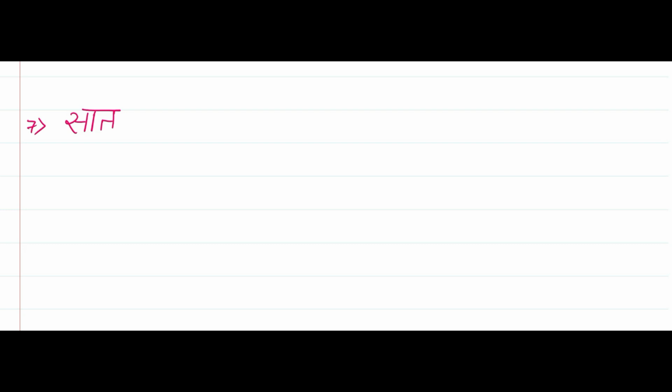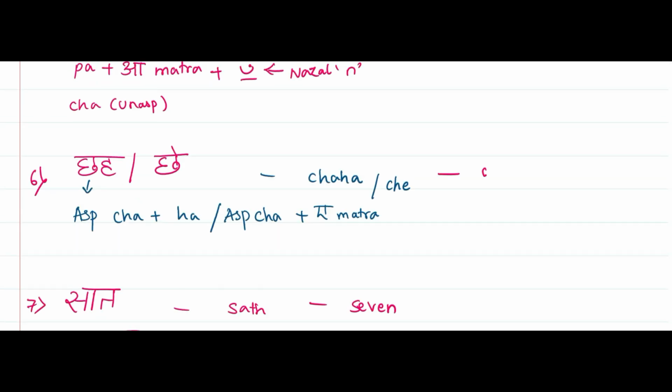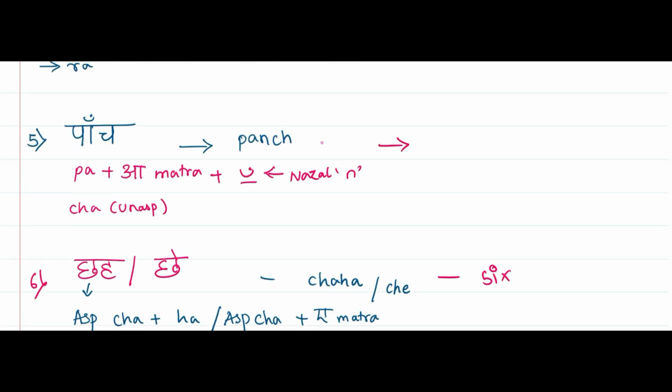So next one is so plus a matra. So it becomes sa and dental the unaspirated. So it becomes sa sa. Okay? So it's nothing but 7. This is 6. This is 5. Punch.